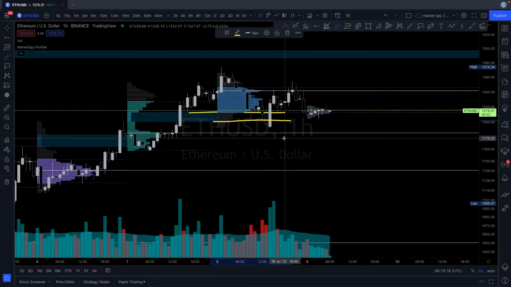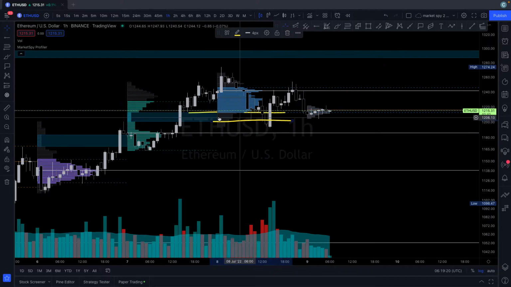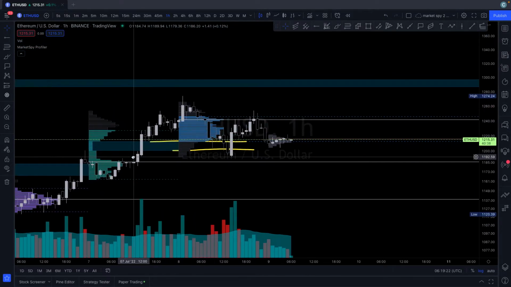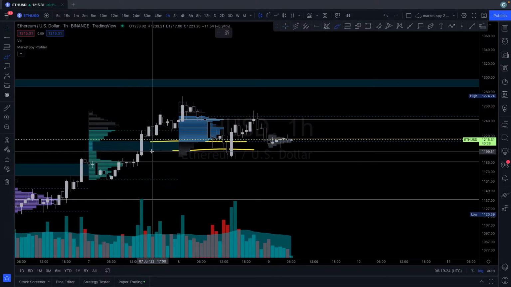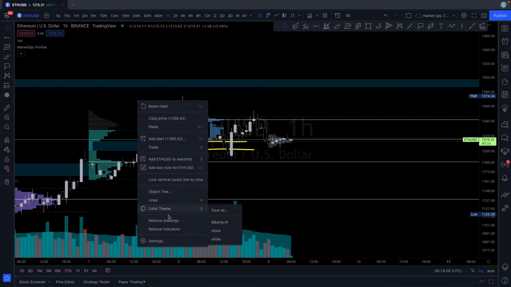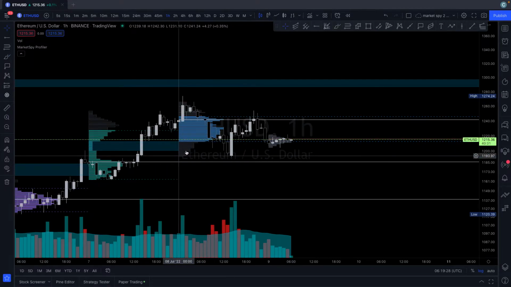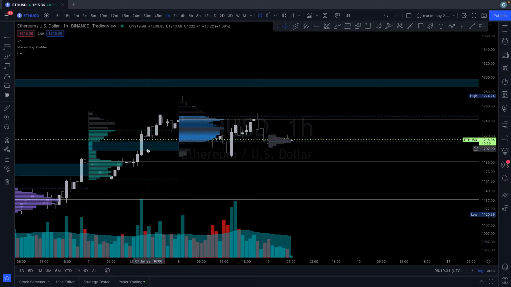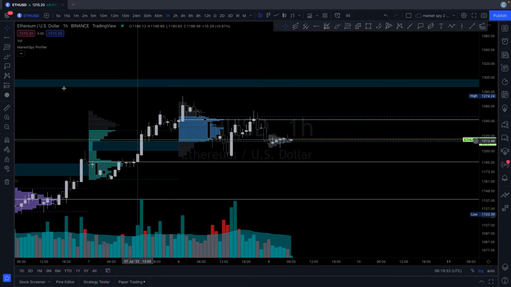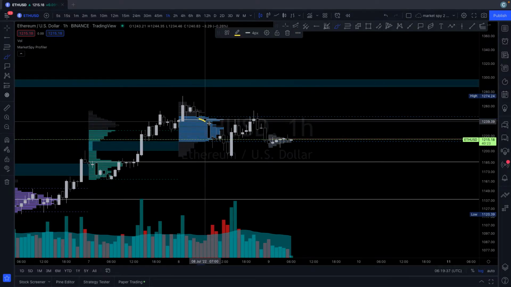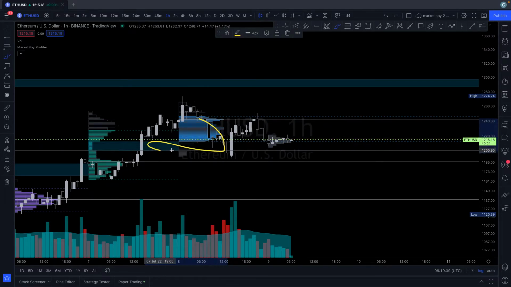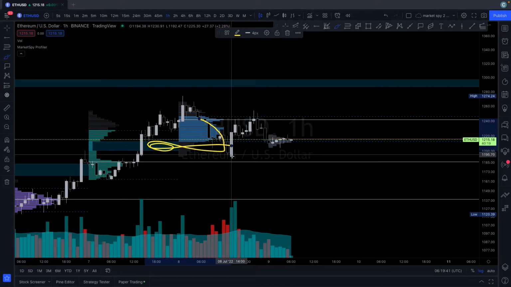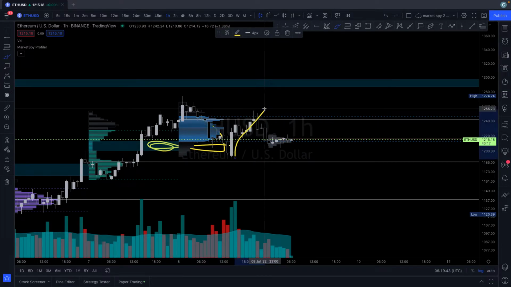Here's your single print, right? And so again, once we have trended up like this, we have an imbalance in the auction. To have a balanced auction, that needs to be taken out because sellers were not allowed to transact at this level and the market needs to be balanced. And so what happens? We come down into this single print, take it out, and then we attempt to push higher.